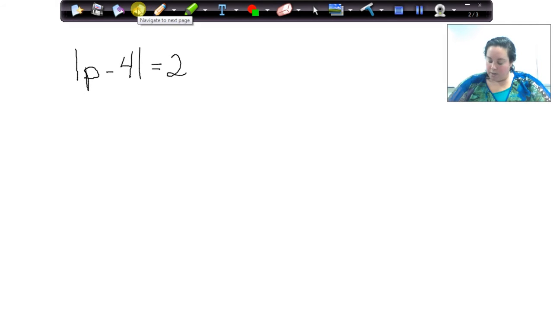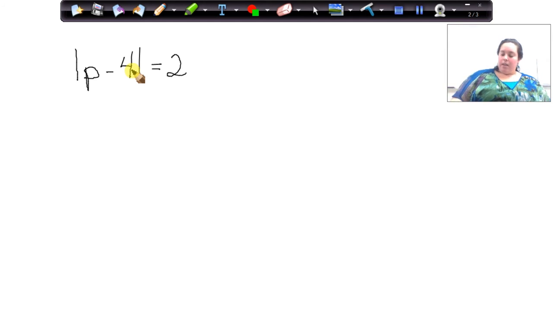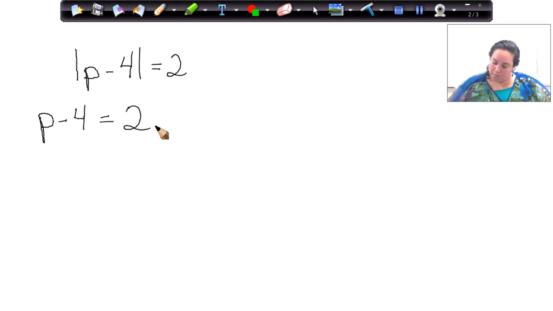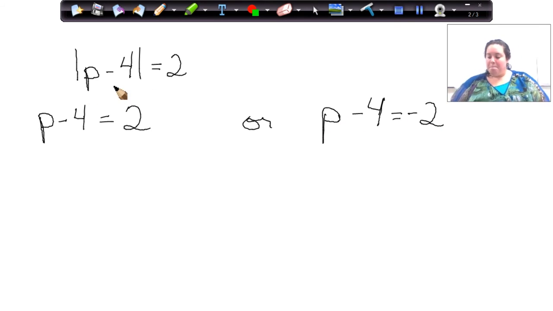So let's look at an equation a little bit more involved. The absolute value of P minus 4 equals 2. So in this case, it's going to be the same situation. We can say that this part that's inside the absolute value, P minus 4, either equals 2 or the part inside the absolute value equals negative 2. And we don't know. The absolute value made it positive, but was it originally positive or was it originally negative? We don't know.